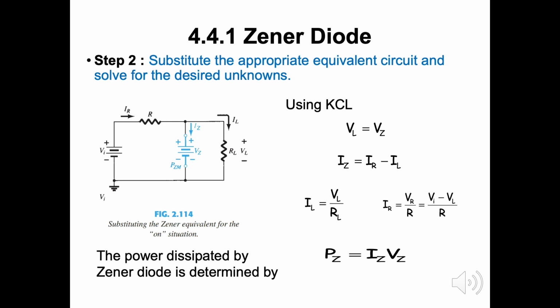Here, we will use KCL to describe the current flows. Based on Ohm's law, IL is equal to VL by RL. On the other hand, IR is VR by R. Here VR is the difference of voltage between the VI source and VL. Therefore, we will have PZ is IZ multiplied by VZ.